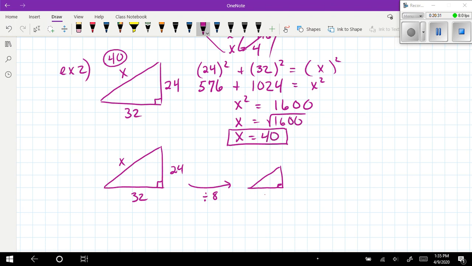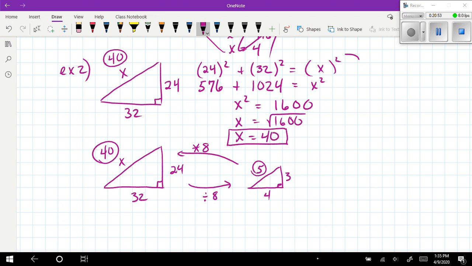32 divided by 8 is going to give me a 4 here. 24 divided by 8 is going to give me a 3 here. And I know my Pythagorean triplet is a 3, 4, 5 with the 5 on the hypotenuse. So this has to be a 5. And if this has to be a 5, I can now multiply by that 8 to bring 5 times 8 back up and just get 40.